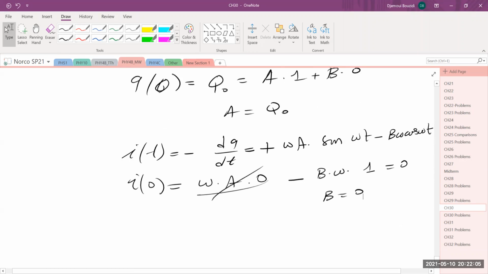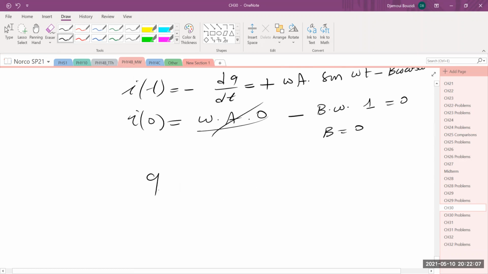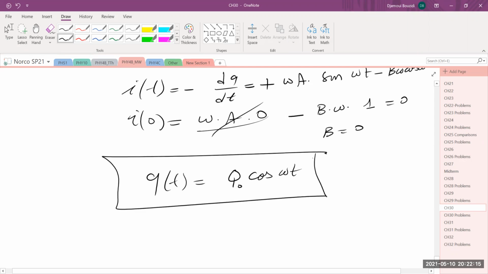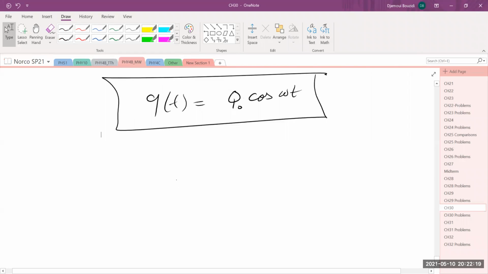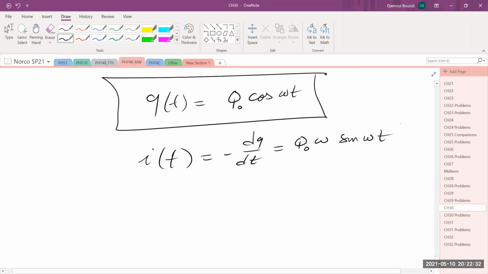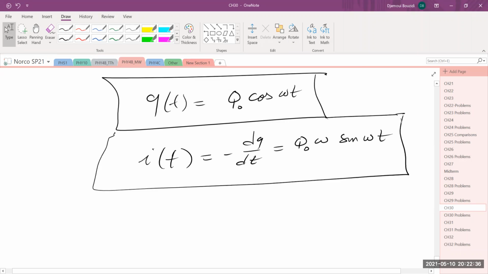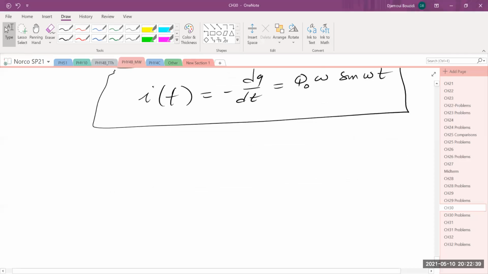So the solution that we have found is the following: Q of t is Q naught times cosine of omega t. The current in the circuit is time dependent and it's just a cosine. And the current in the circuit, which is very important, is minus dQ over dt. The minus times minus becomes positive, so it's going to be Q naught omega sine of omega t. So the current is time dependent too, and it changes as a function of time, like this.